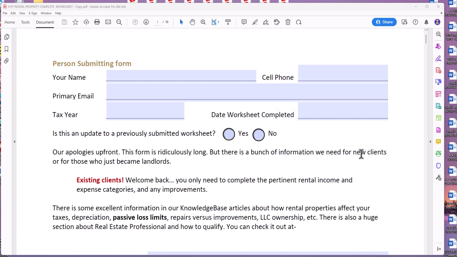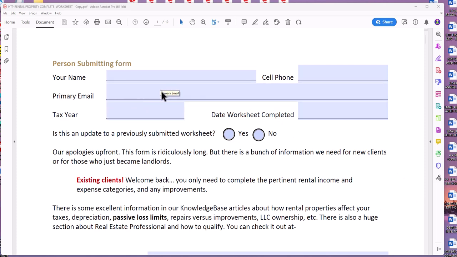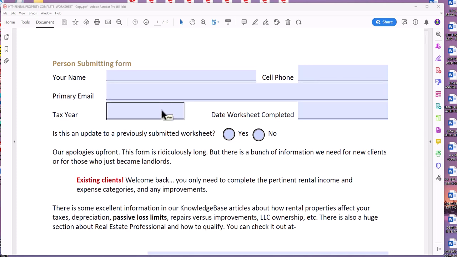So in the beginning, at the top, you're going to put your name, wireless phone, the best email, and the tax year that you are completing the form for. For example, right now we are in 2024, so the tax year that we are completing returns for is 2023. If you have back tax returns, you will put whatever year you're needing a tax return filed for into this area.